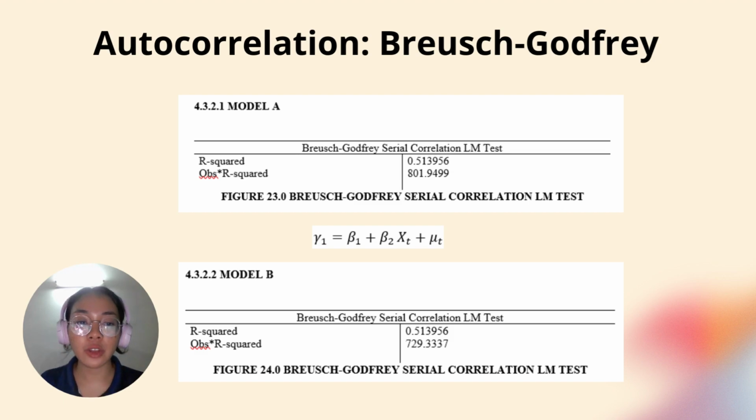For model B, the NR-squared value is 729.3337. (N minus p) times R-squared equals 692.1812688, which is more than our chi-square value of 9.21034. Hence, we reject the null hypothesis. As a result, our model B contains autocorrelation. At NR-squared equals 729.3337, which is more than our chi-square value, we reject H null. Therefore, we arrive at the same conclusion that model B contains autocorrelation too.